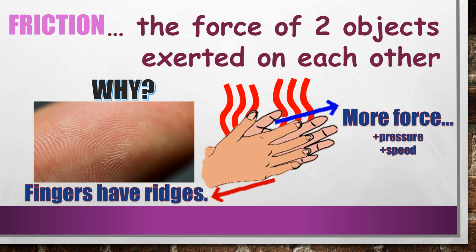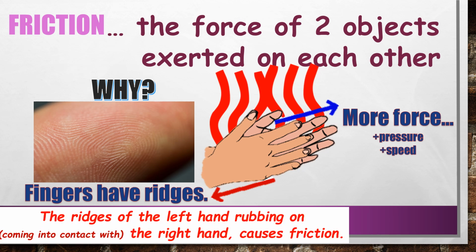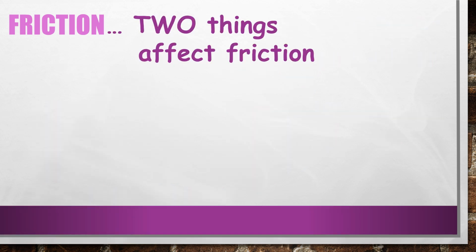When I talk about the idea of friction, if I want more friction, then once again, I rub my hands faster, I push my hands harder together, or I do both. And when I do both, I get a much greater intensity in the heat that I am creating. So when we look at those ridges, it's the ridges coming into contact or rubbing against each other that's creating the friction. And the friction is going to create heat.